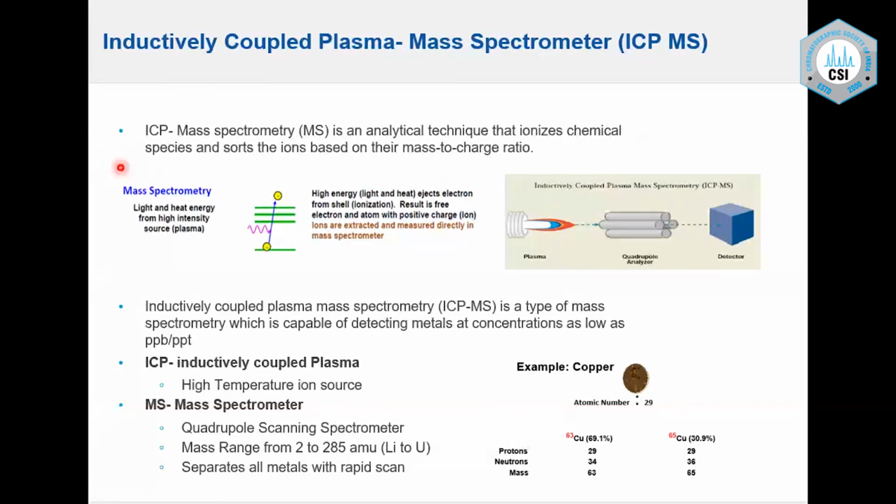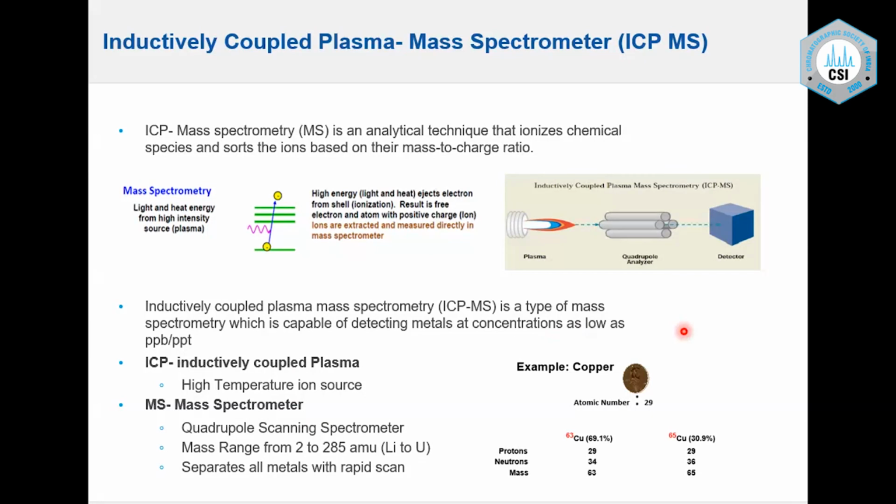I have already explained this: when the sample solution is aspirated into the plasma, an electron may leave its orbit, and then you get a positively charged ion. This positively charged ion is then introduced into the quadrupole system. The quadrupole system scans the elements as per their mass to charge ratio, and then you get readings in the detector. The detector is an EMT, electron multiplier tube. So ICP-MS has two sections, the ICP plasma and the mass spectrometer.